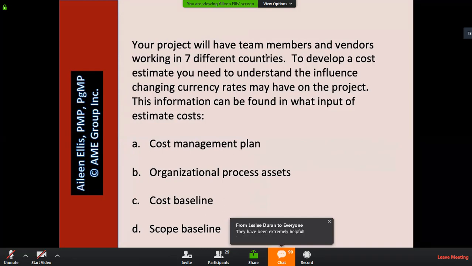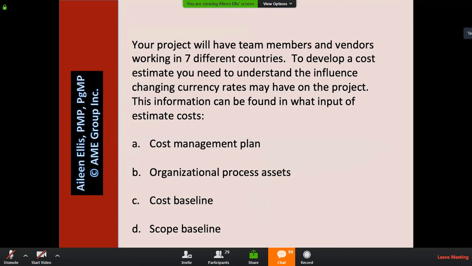Your project will have team members and vendors working in 7 different countries. To develop a cost estimate, you need to understand the influence changing currency rates may have on the project. This information can be found in what input of estimate costs.